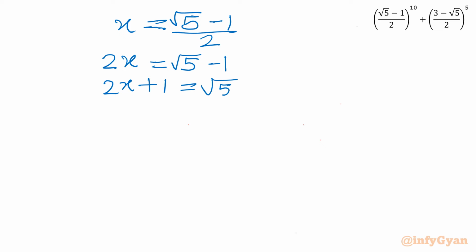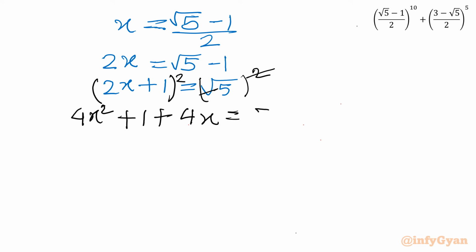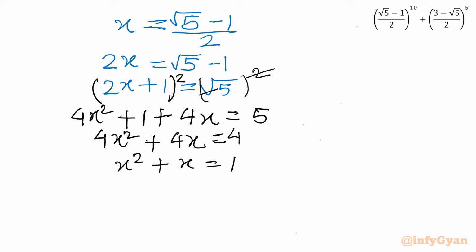Now I will consider squaring both sides. So I will write power 2 on this side and power 2 on this side also. So I can cancel the square root with the power 2. So it is (2x + 1)², which is 4x² + 1 + 4x equal to 5. Take away 1 from both sides, 4x² + 4x equals 4. The equation is divisible by 4. So x² + x equals 1, or we can write x² equals 1 − x.